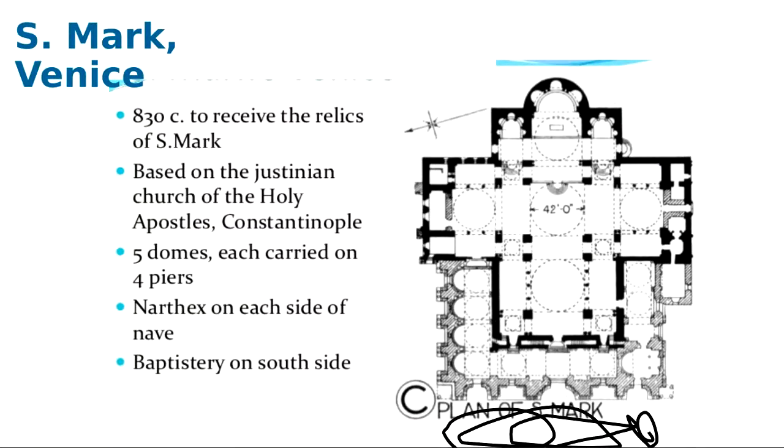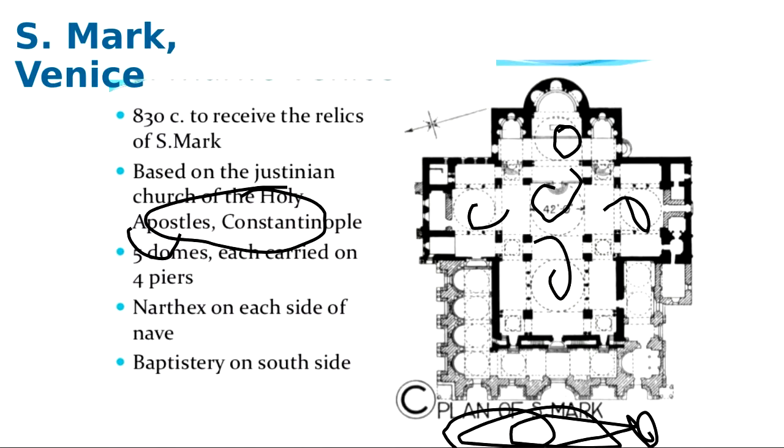I think it's the second most important church. And I think this is where Justinian is actually buried. We talked about the five domes. Remember, you count 1, 2, 3, 4, 5. That's the guide for this grid, following these five domes. The narthex is on each side of the nave, so you see the narthex there. And the baptisteries are also on the south side.